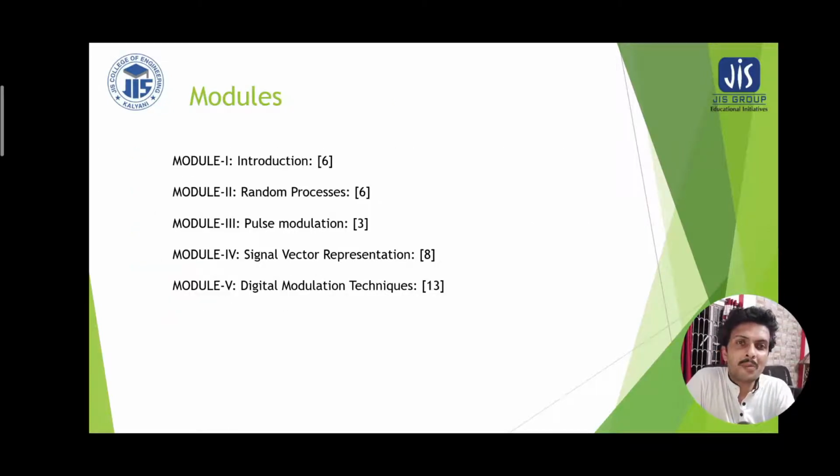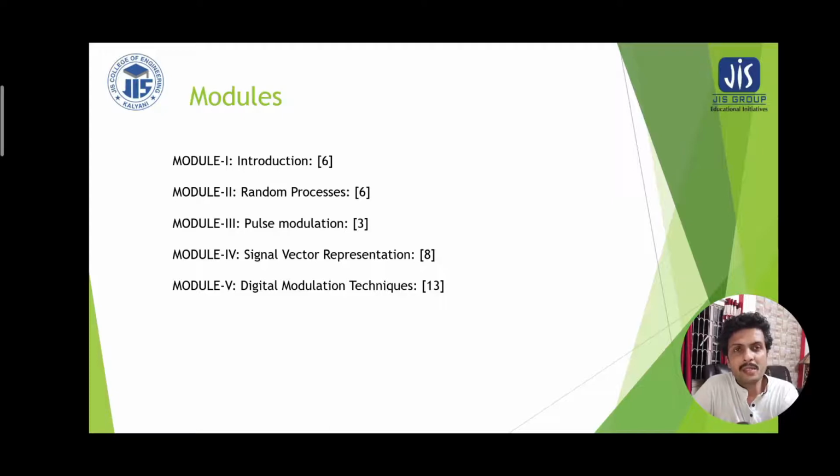There are 5 modules in this subject. Module 1 deals with the introduction, where the introductory concept of the communication system will be discussed, and thereafter the basic knowledge of analog communication and digital communication and their correlation, that is, the interdependency of those two communication systems over the timeline. And the second module deals with random processes.